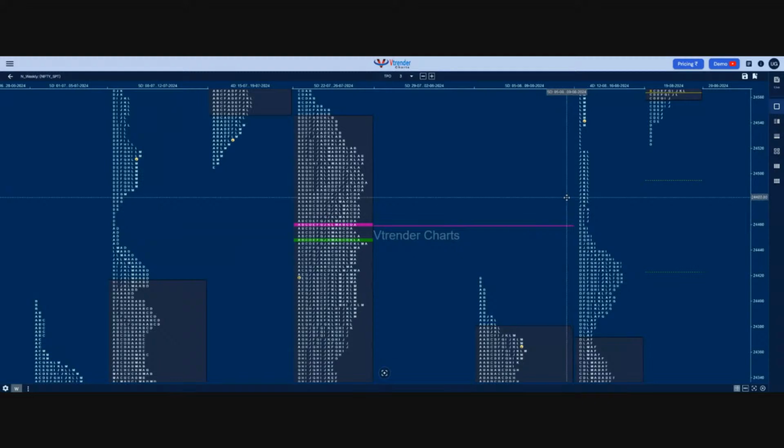And if we break below this, then we are looking for a test of the 24472, which I was telling was the neutral extreme low of the weekly profile. So 24518, then 24472, which is also the VWAP of July series. And then we have a HVN at 24421, which will be our next level if we break below 24472.